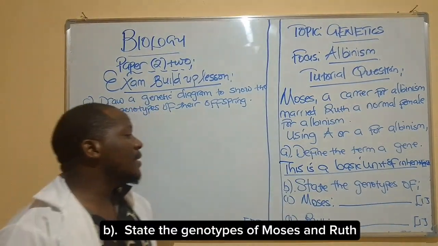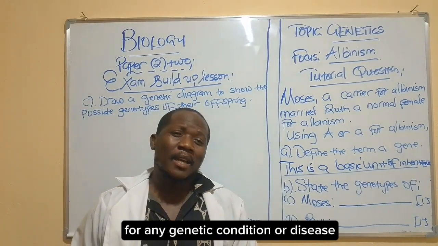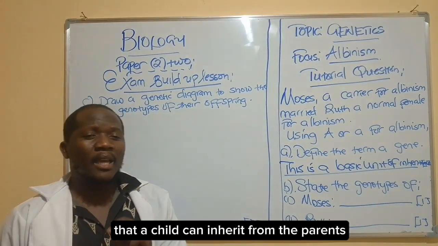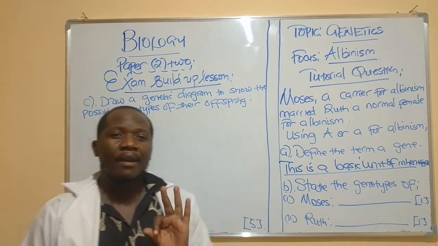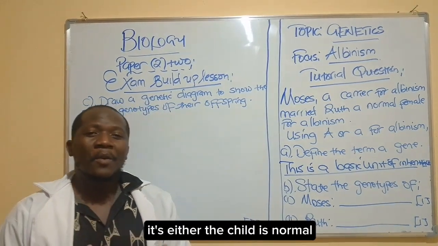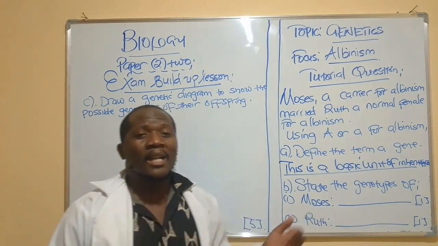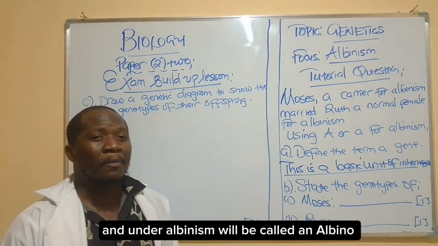Then (b), state the genotypes of Moses and Ruth. For any genetic condition or disease that a child can inherit from the parents, there are three available conditions. It's either the child is normal, or the child is a carrier, or the child becomes completely infected, and under albinism will be called an albino.